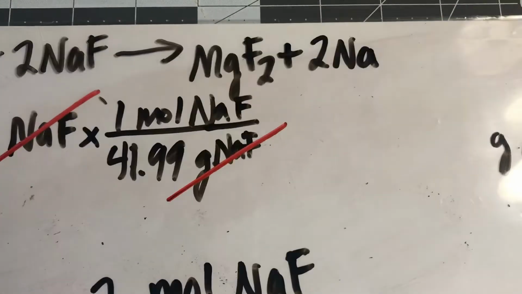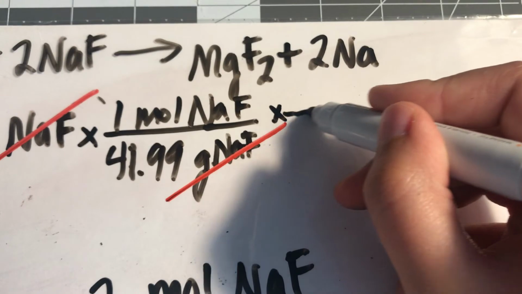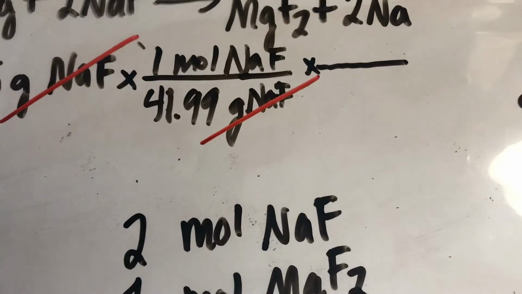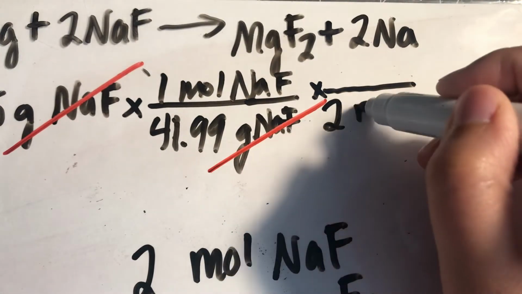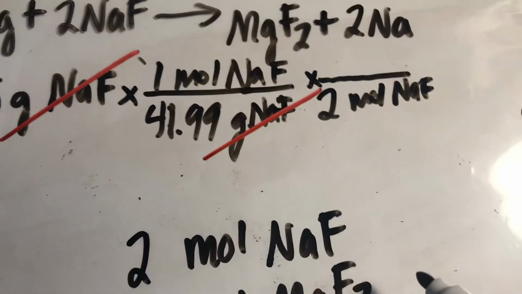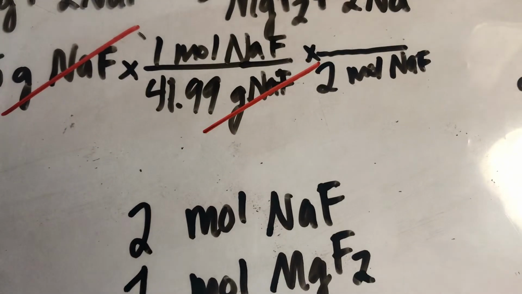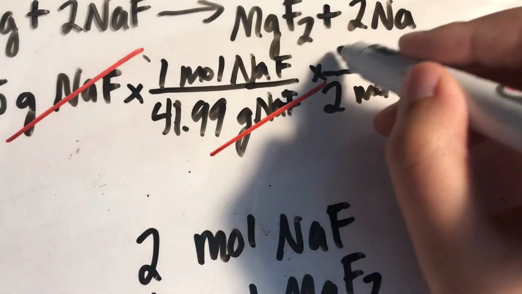I'm funny, okay? So the way we'll do this is we'll put our molage for our sodium fluoride into the denominator. So we have 2 moles of sodium fluoride, okay? That goes in the bottom. So to complete our molar ratio, we have to put in now our 1 mole of our magnesium fluoride.